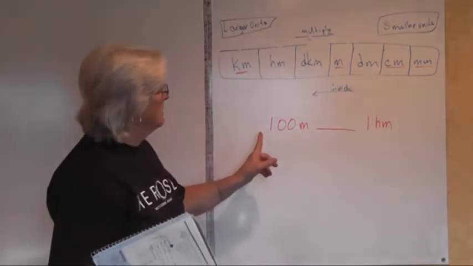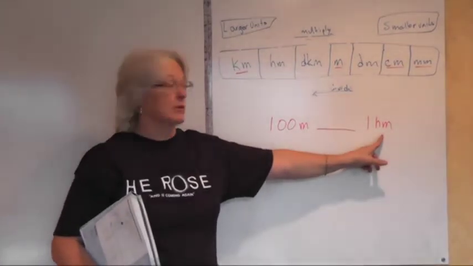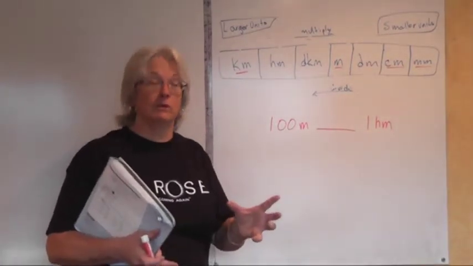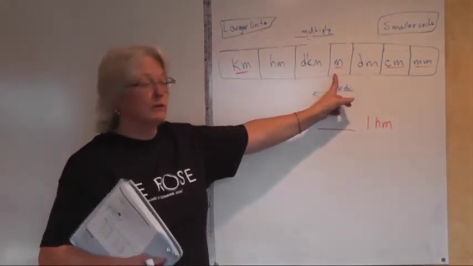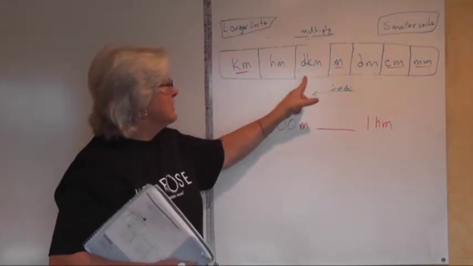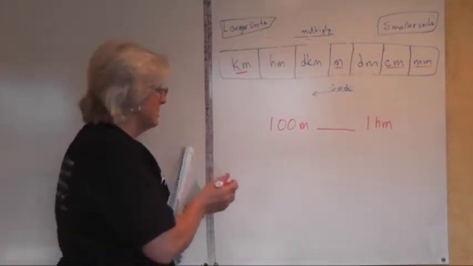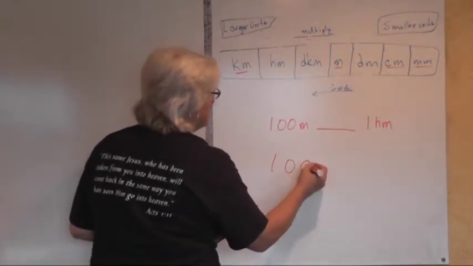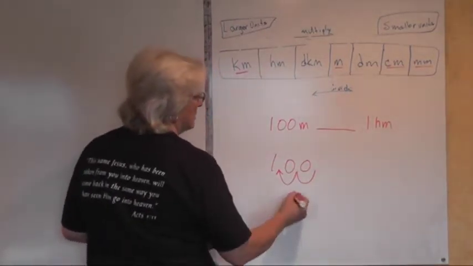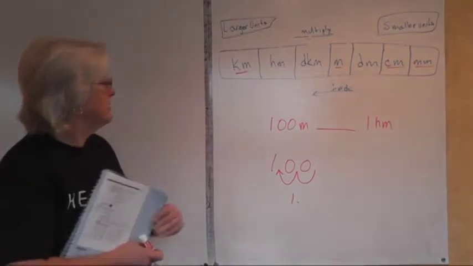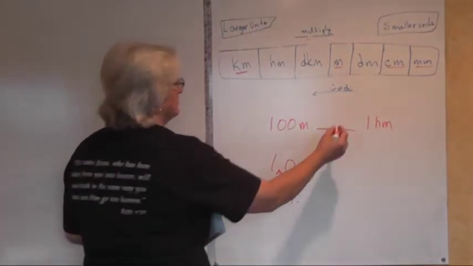Well, let's see. What we have to do is we're going from meters, we're going to convert to hectometers. Our units have to be the same to compare them. So what are we going to do to move from meters to hectometers? That's 1 space, 2 spaces to the left. So that means that with our 100 meters, we're going to take our decimal point and move it 1 space, 2 units to the left, which gives us 1 point. So 100 meters is equal to 1 hectometer.